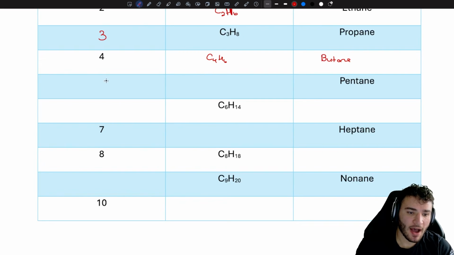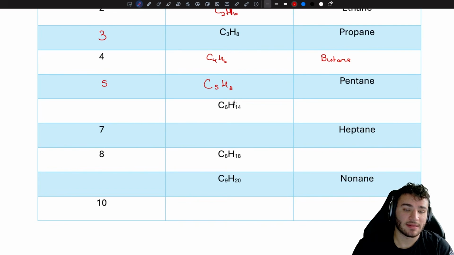Pentane will now have 5 carbons, and so using our formula, we'll know we have C5, and 5 times 2 is 10, plus 2 is 12. And so the formula for pentane will be C5H12. And so for this formula, we have 6 carbons. And so remember that for 6 carbons, our name is hexane.